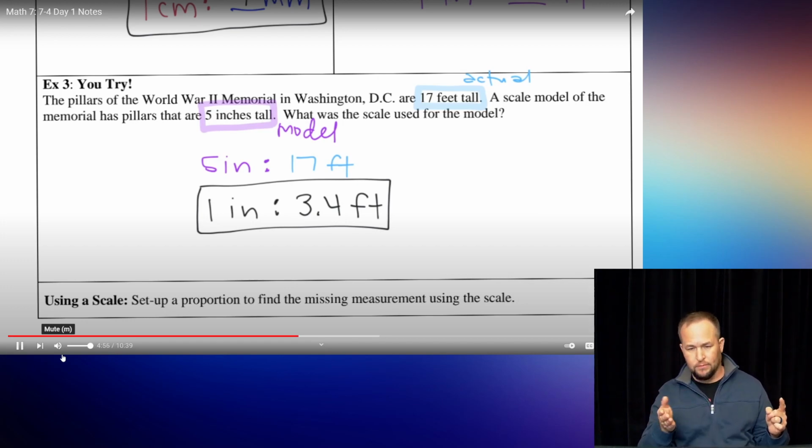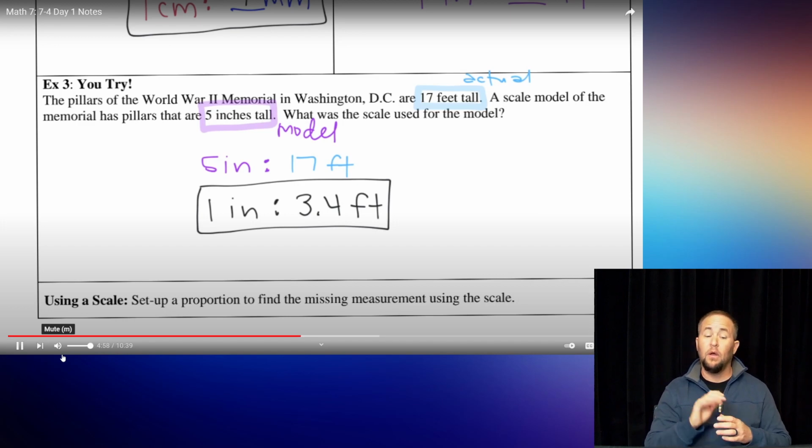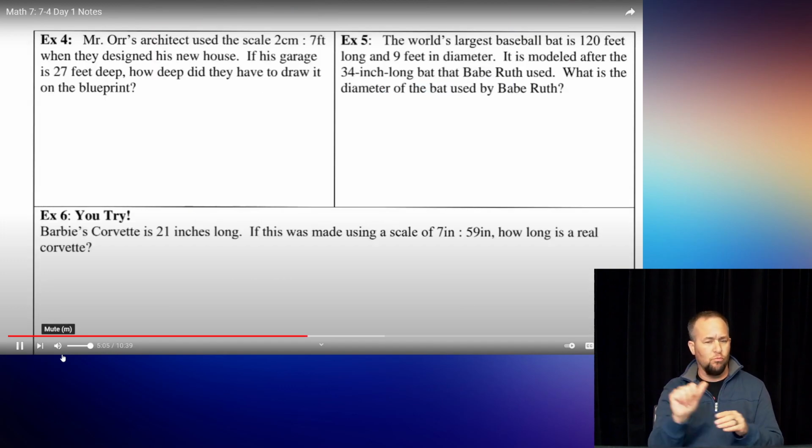Now, we are also going to use a scale. So when we use a scale, we're going to set up a proportion to find the missing measurement using that scale. So let's go ahead and turn our notes over and we'll practice that.